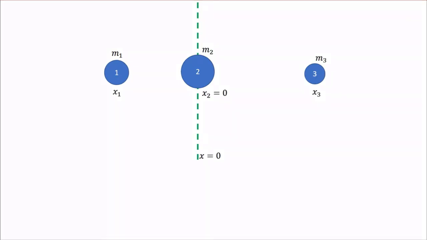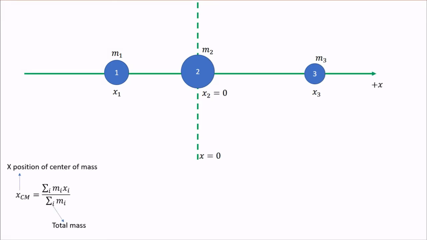Imagine we have these three objects, of different masses and at different positions, all on a line. To calculate the center of mass, we can use this formula. That looks scary, but it will be less scary if we look at what it means in our case. In our case, it means this. It is the position of each object times its mass, and then we add them all together. We then divide that by the total mass, which is the sum of each item's mass.